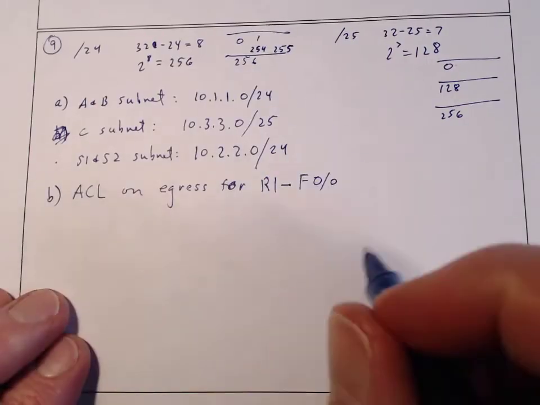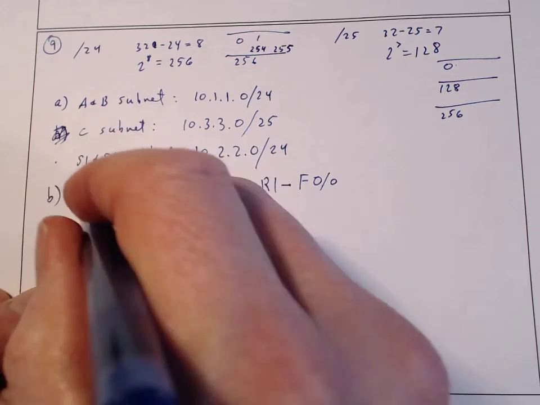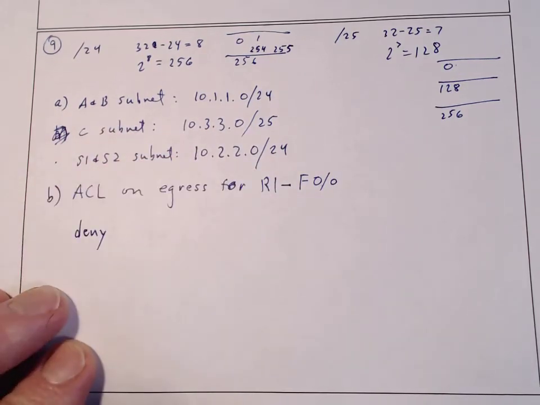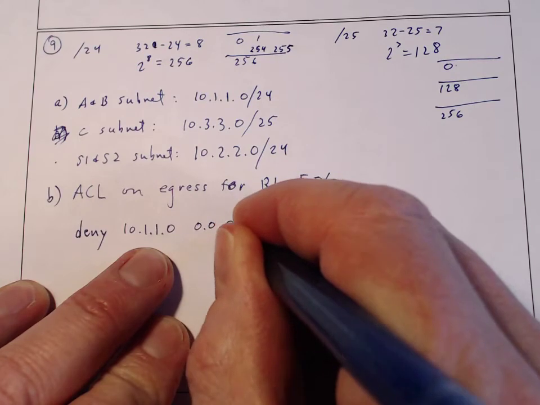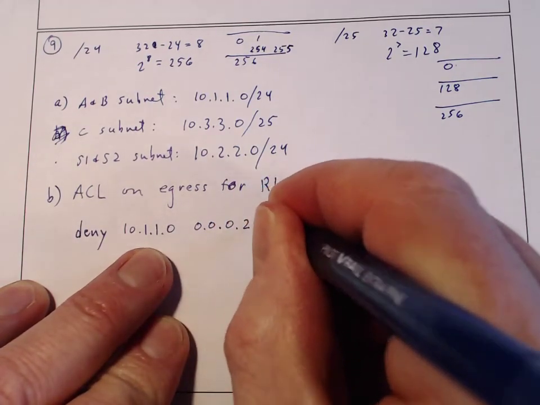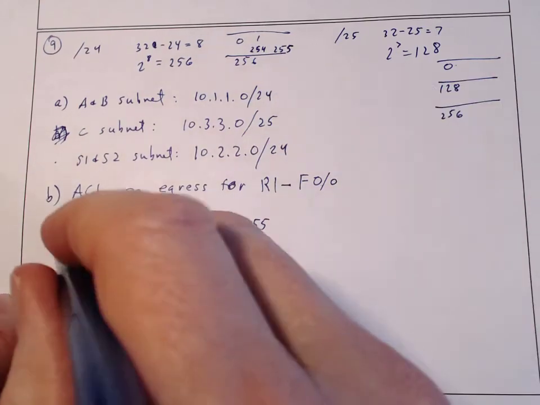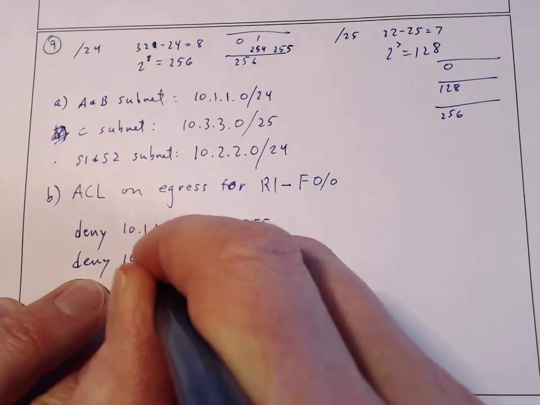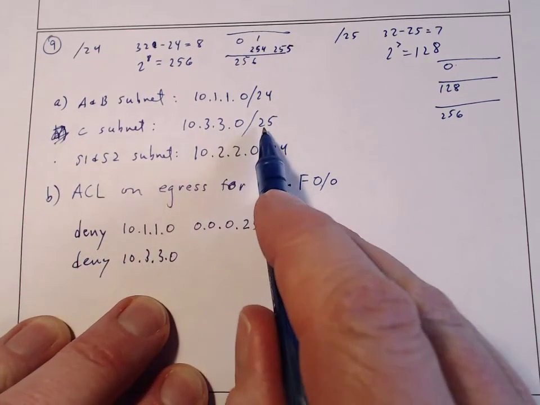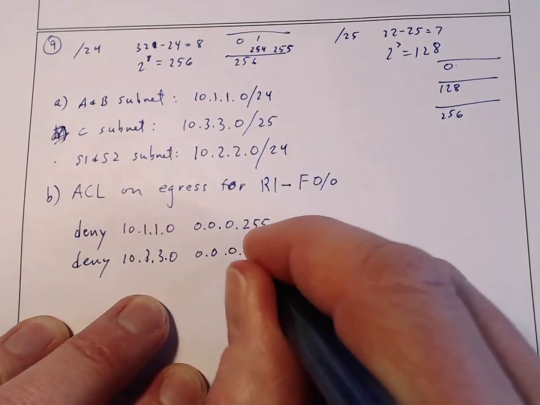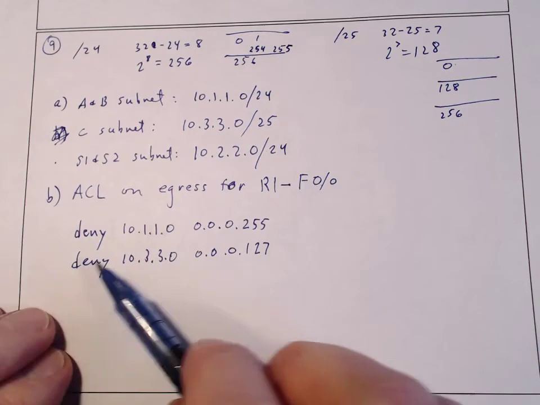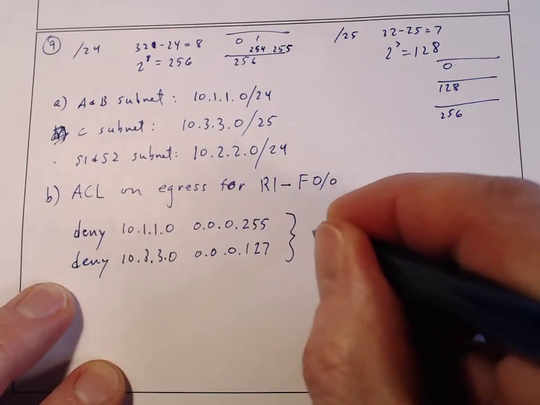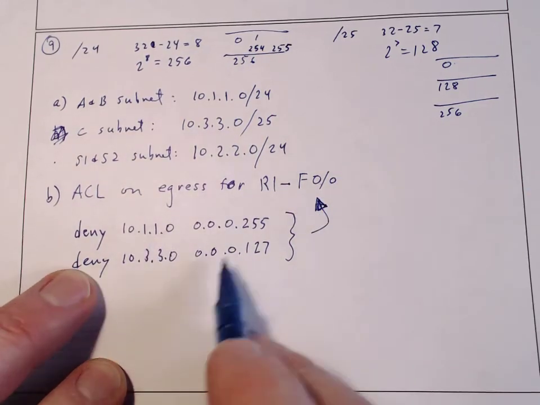So first of all, I'm going to say access list, deny 10.1.1.0, and I'm going to give it a wildcard mask of 0.0.0.255. So I'm going to block this entire /24 network. Then I'm going to deny 10.3.3.0, and that /25 gives me a 127 here. Okay. So I'm going to deny both of those, and I'm going to apply this to that interface. Okay, so those two lines in the ACL.